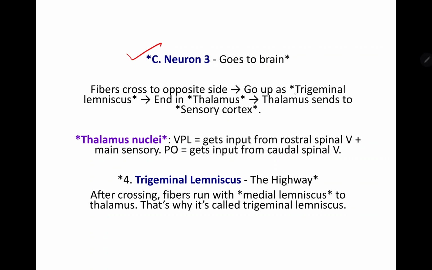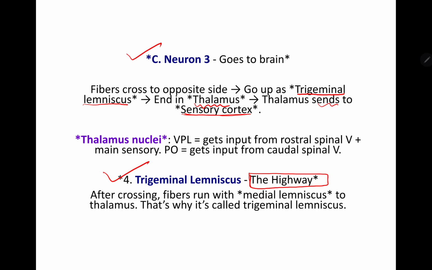Okay, this is the pathway here from the trigeminal lemniscus. It will end in the thalamus, and the thalamus will send to the sensory cortex. Now we'll be talking about the thalamus nuclei, which is VPL. It will get input from rostral spinal 5 and main sensory. Now PO gets input from the caudal spinal V. Okay. Now trigeminal lemniscus, which is the highway.